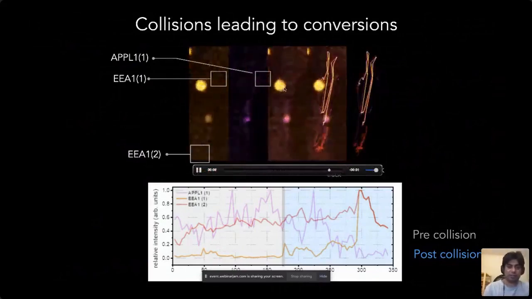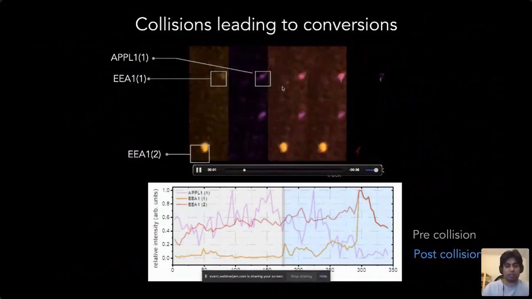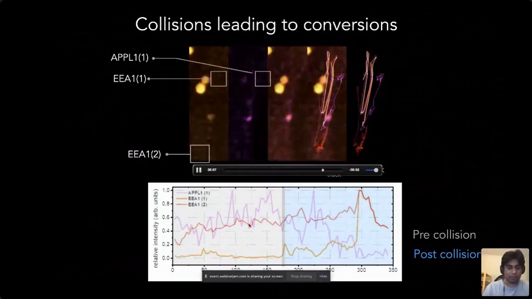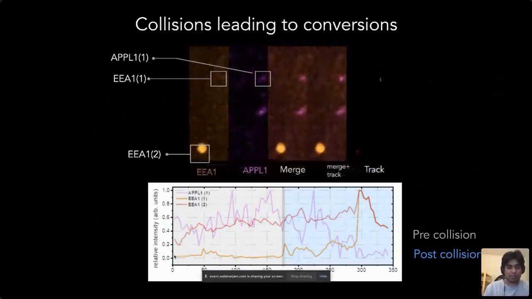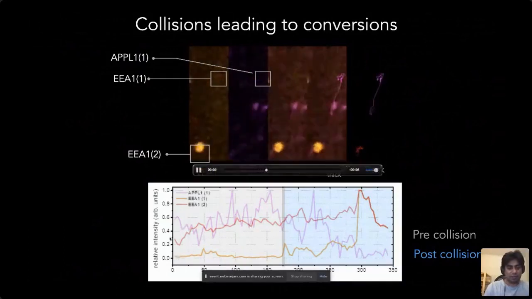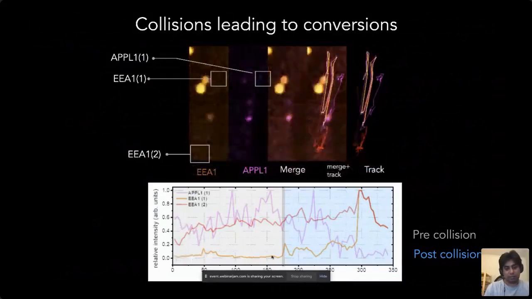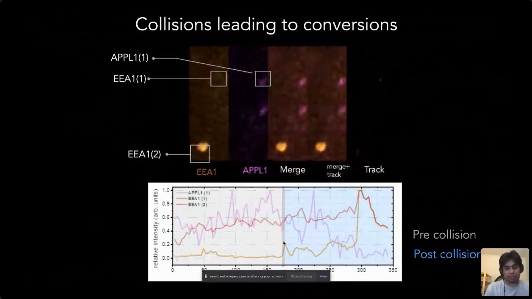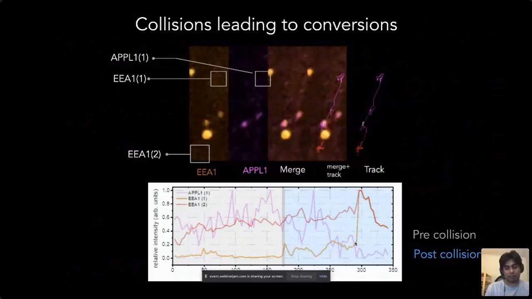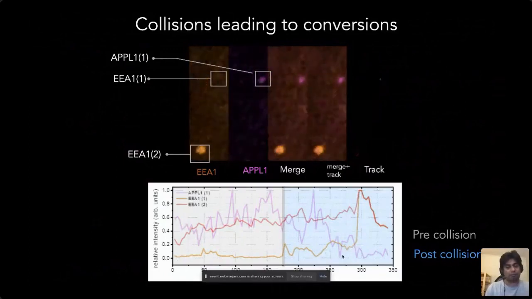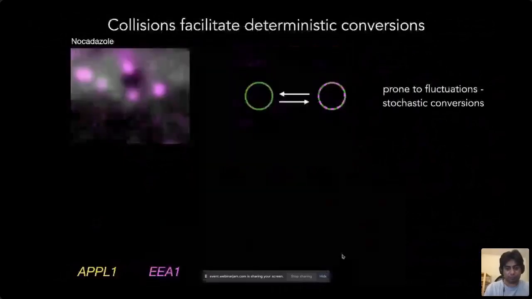And as soon as it collides, you can see that it starts to turn into an EEA1 positive one. And subsequently, it goes and merges with the parent EEA1 endosome. Right? And if you look at the intensity traces, you see that the same endosome, which has the APPL1 signal, does not have much of an EEA1 signal, but this is the point where the collision takes place. And after the collision, you can see a lot of fluctuations arise before it fuses with the parent endosome. So this is the point where it can be termed as a converted endosome.